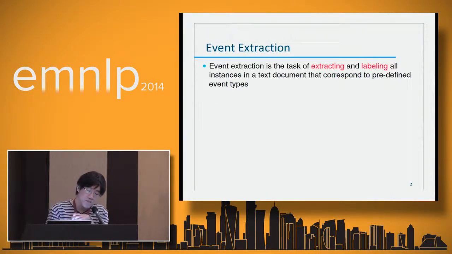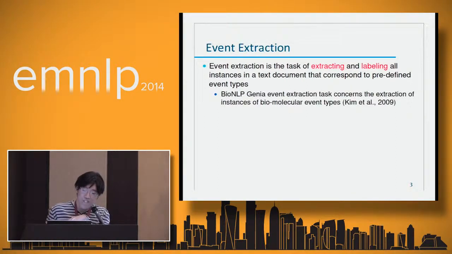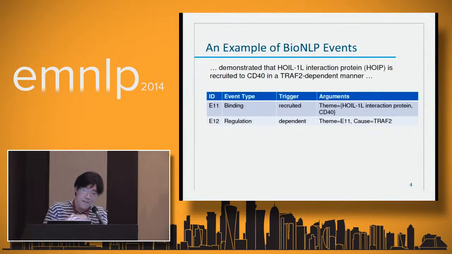Let me first remind you that event extraction is a task of extracting and labeling all instances in a text document that correspond to predefined event types. And the bio-NLP Genia event extraction task, which is a task that we are focusing on in this work, concerns the extraction of instances of biomolecular event types. And so let's take a look at this example. Blah, blah, blah demonstrated that HOIL1L interaction protein is recruited to CD40 in a TRAF2 dependent manner.